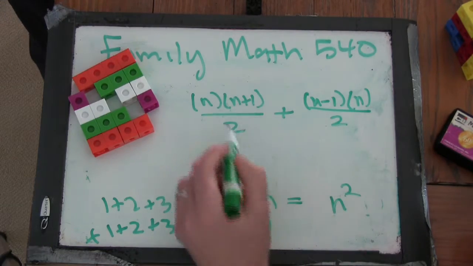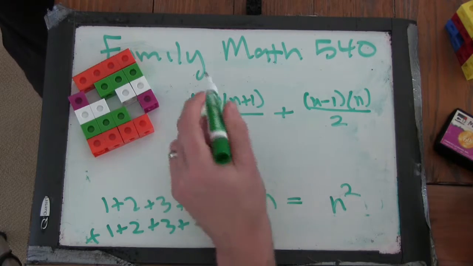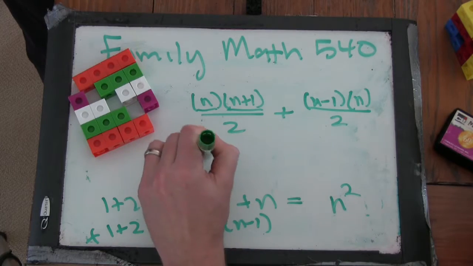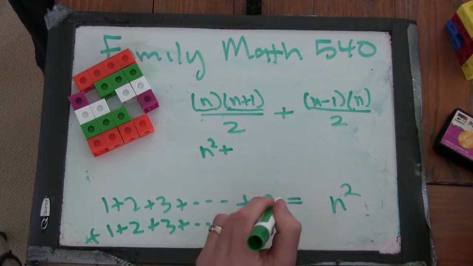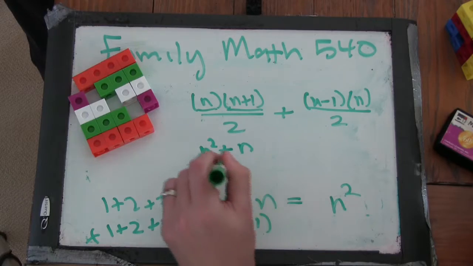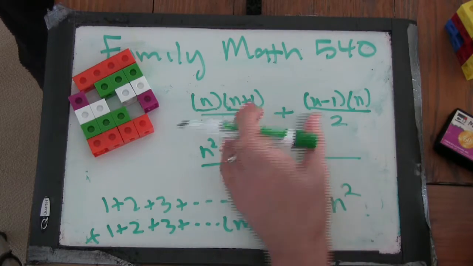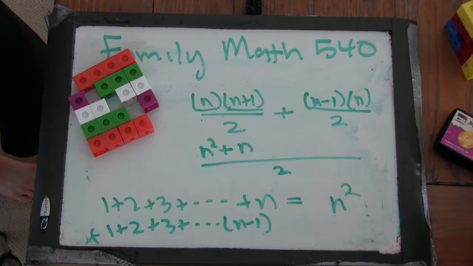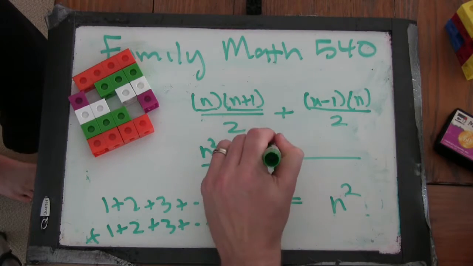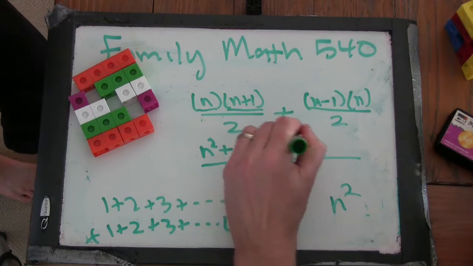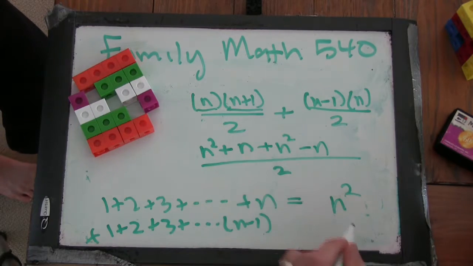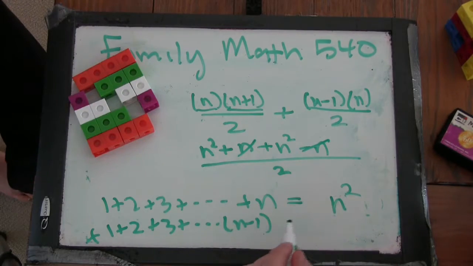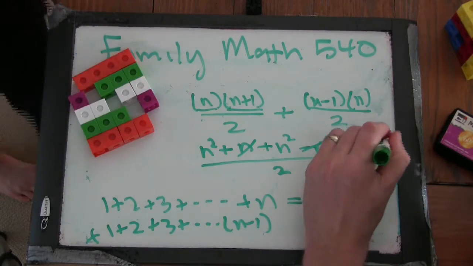Okay. We can multiply these out. Do you know what it is when I multiply n times n plus 1? You get n squared plus n. All of this, luckily we have over 2 for both of them. What do I get when I do n minus 1 times n? You get n squared minus n. So these plus n and minus n cancel. So you have 2n squared over 2, that's just n squared.